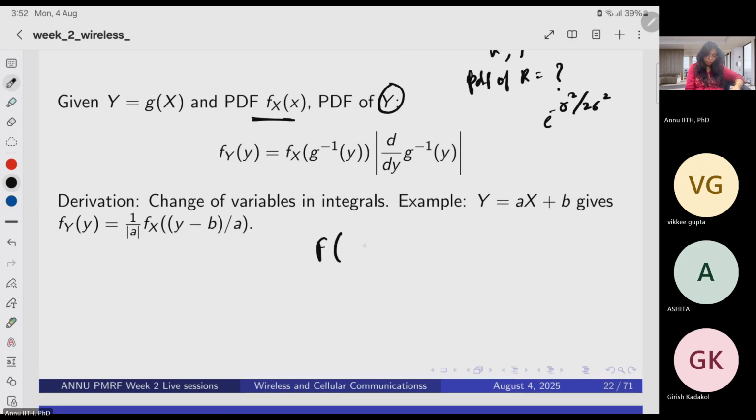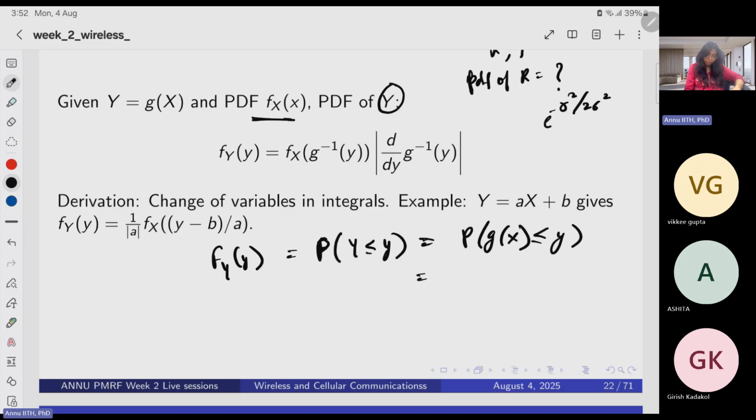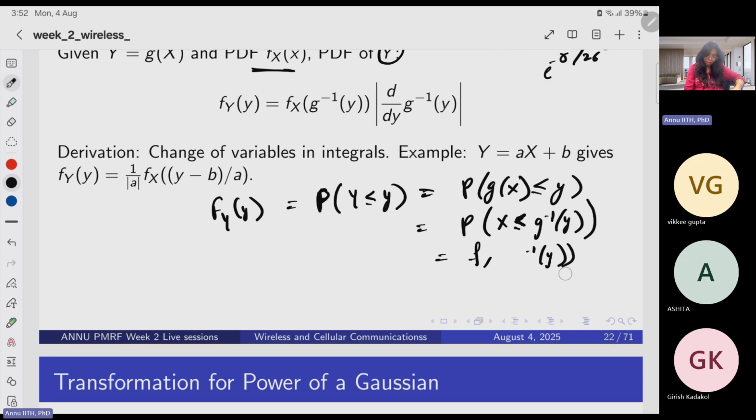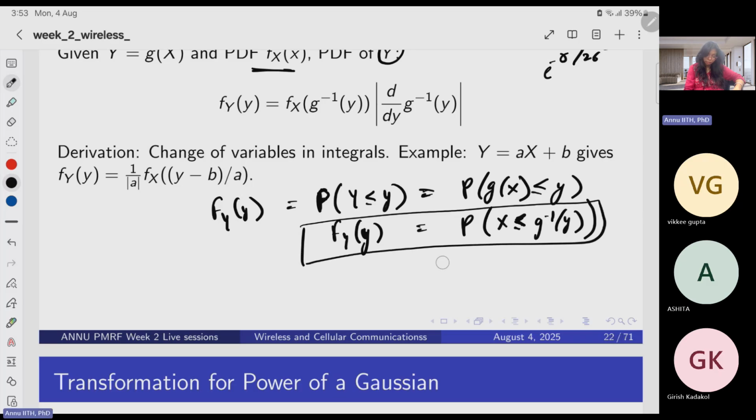Here I'm trying to calculate the CDF of y, which is F of y, that is the probability that g of x is less than or equal to y, which equals the probability that x is less than or equal to g inverse of y, which equals F of x at g inverse of y. This is the CDF of y.